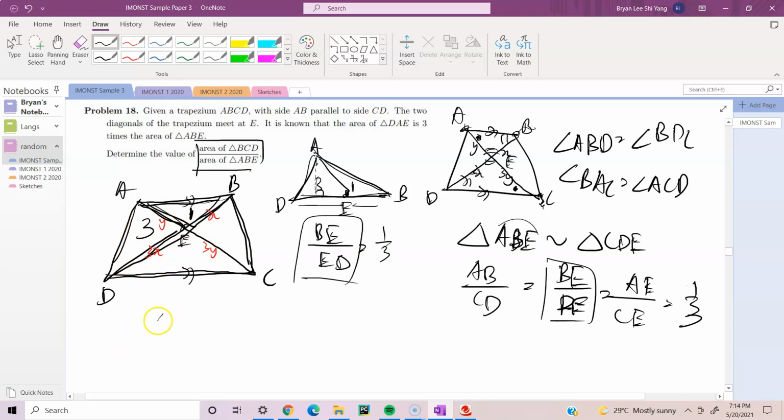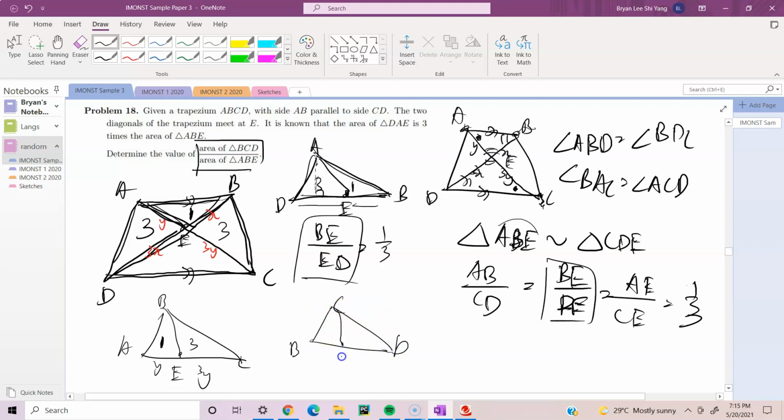So let's take a look at triangle ABC. ABC, something like this. Then our point E would fall somewhere here. Since this is a y, this is a 3y, and this area is 1, we will get our triangle BEC to be 3. So this one's area is also 3, just a simplification. And now finally, we look individually at triangle BCD. So we look at BCD, something like this. Then E is in the middle again.